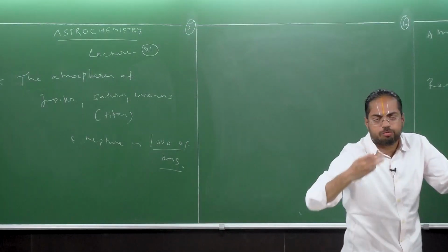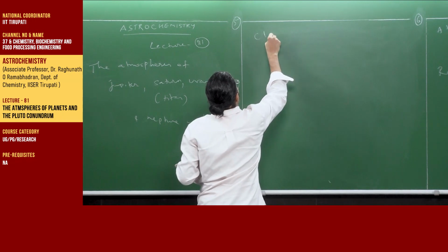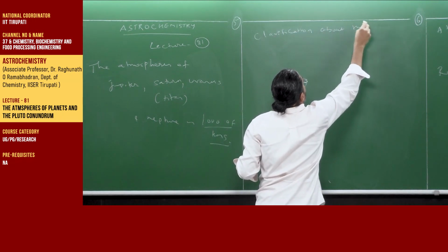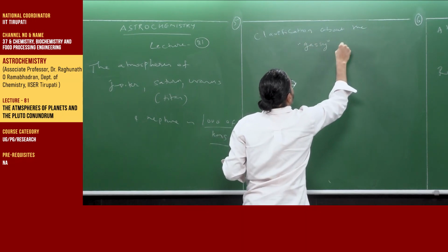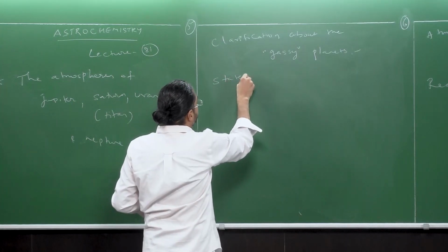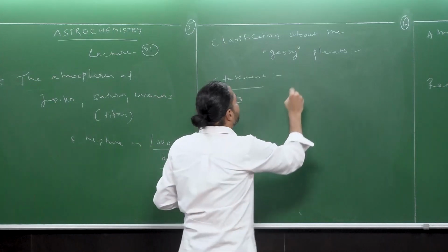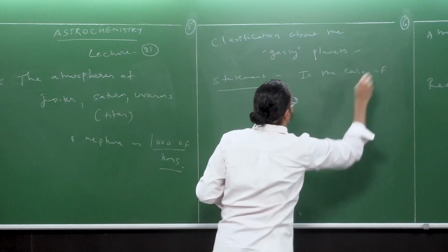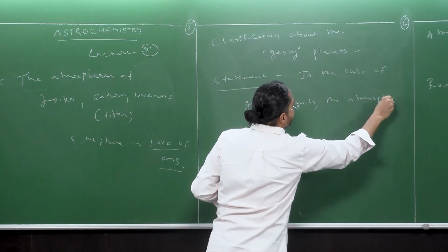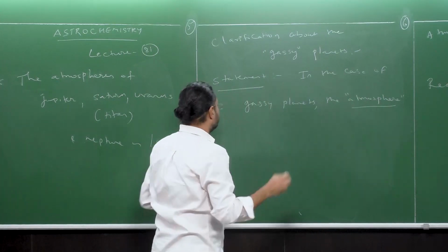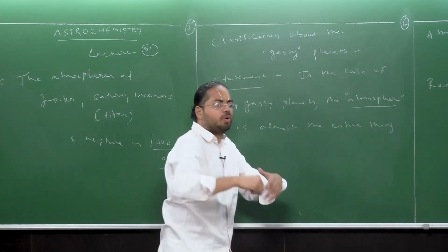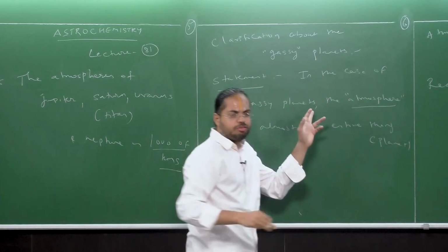All right. Now, having explained this to you, I also want to briefly touch base upon the structure of the gassy planets. This is also part of a clarification from the previous lecture. So note, a clarification about the gassy planets. I told you that the statement made in the previous lecture was that in the case of the gassy planets, the atmosphere is almost the entire thing, meaning the entire planet itself. I said something very similar to this.